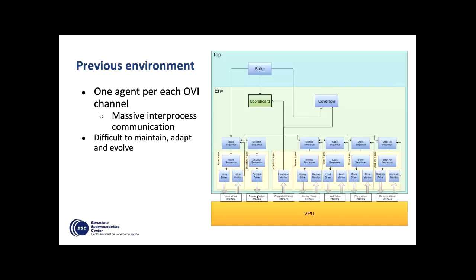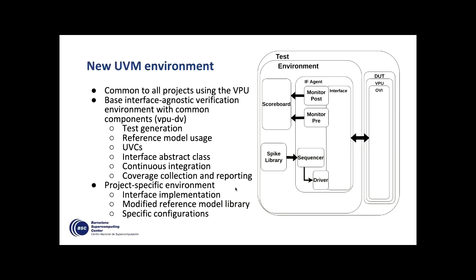UVM allowed us to use object-oriented programming techniques for solving the issues that we have. In particular, polymorphism let us define pure abstract classes, which define methods common to all the projects, and that were implemented in the derived classes specific for each project. To do this, we created, as I mentioned, a base interface agnostic verification environment, which is called VPUDB, which has components shared and common to all of the projects, like the test generation, the reference model, etc., and a specific environment for each project with a specific implementation of the interfaces, the reference model, and some other specific configurations.